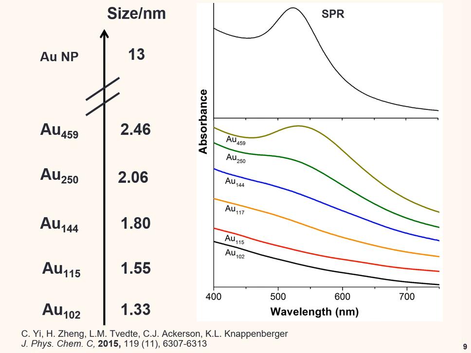My collaborator prepared very high quality samples ranging from 1.3 nanometers up to 13 nanometers. On the 13 nanometer gold nanoparticle, we saw a very strong surface plasmon band. However, as the size becomes smaller and smaller, we find this plasmon band gradually disappears. This picture tells us the onset between plasmonic and non-plasmonic appears between 1.3 nanometers and 2.5.